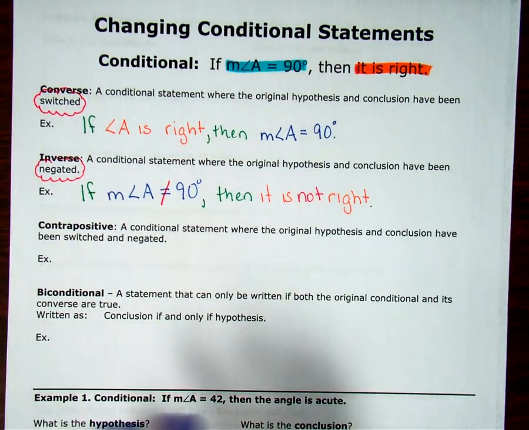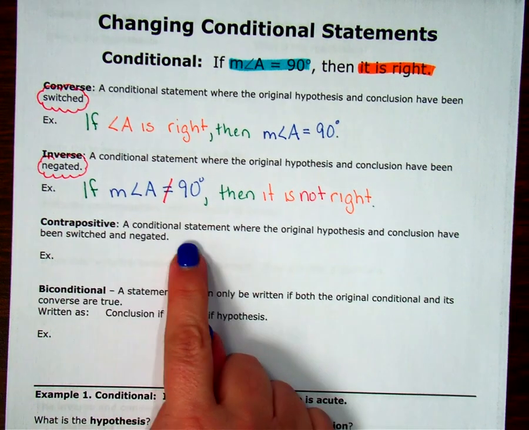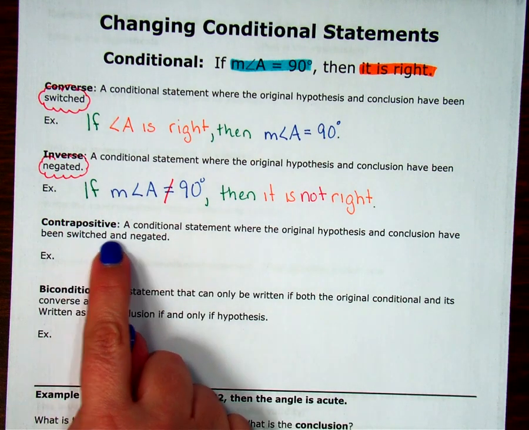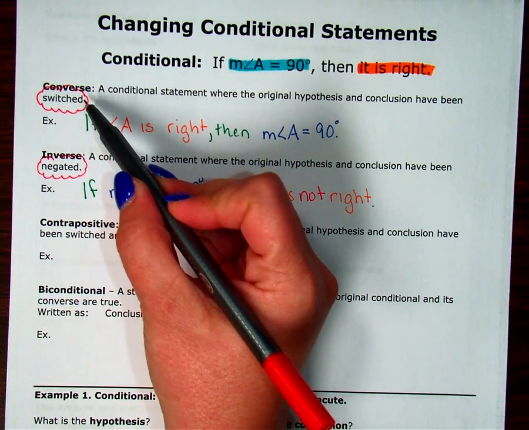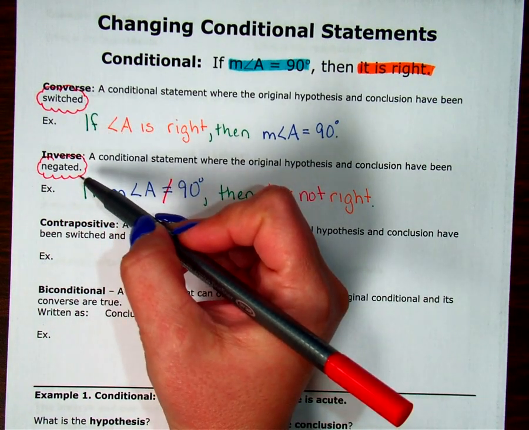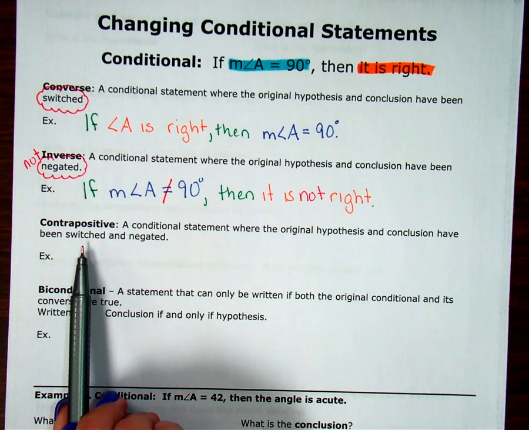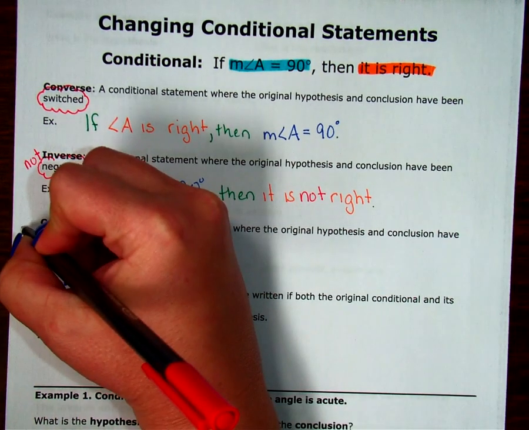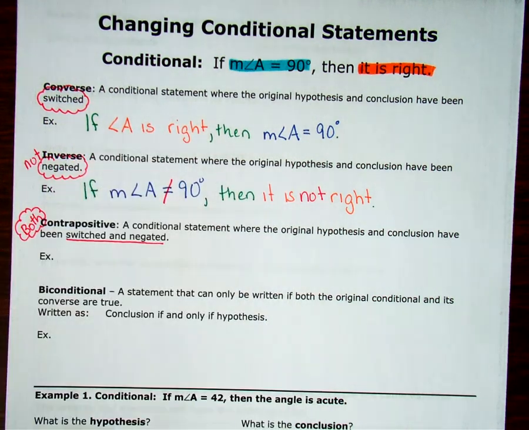All right. The third way we can change a conditional statement is called the contrapositive. And your contrapositive is a conditional statement where the original hypothesis and conclusion have been switched and negated. So the key word for converse I think of as switch. The key word for inverse I think of as negated, or sometimes I just tell myself the word not. And the key word I use for contrapositive, since we want to do both switch and negate, I just think to myself of the word both. And I remember I need to switch it and put a not somewhere in there.